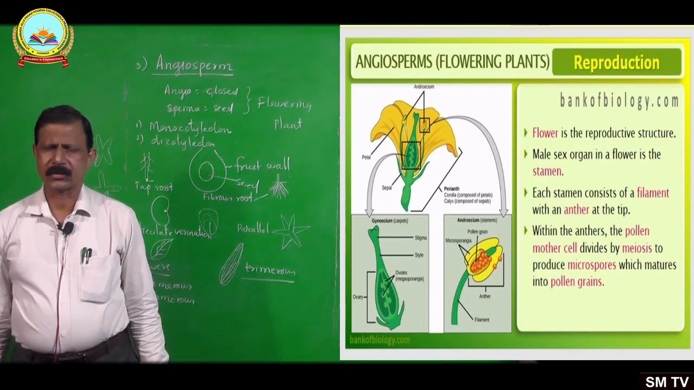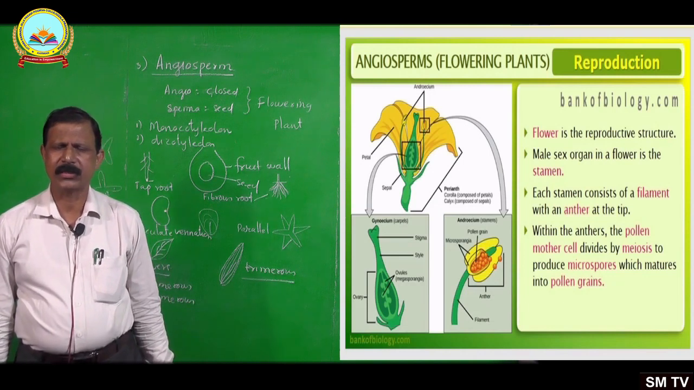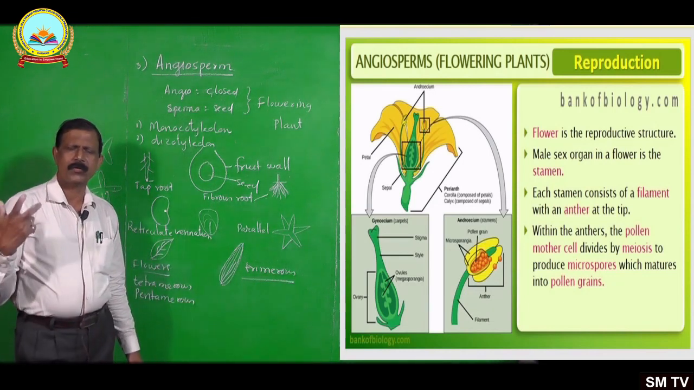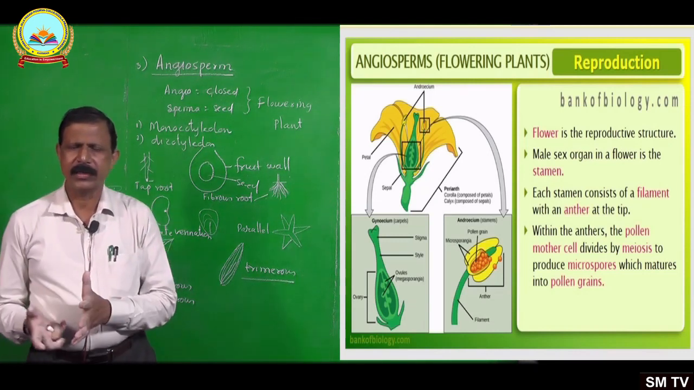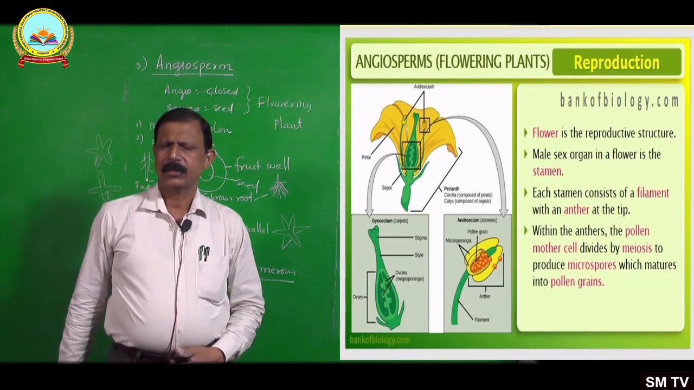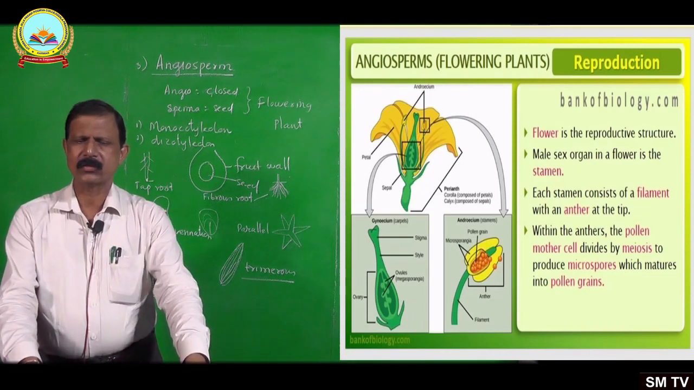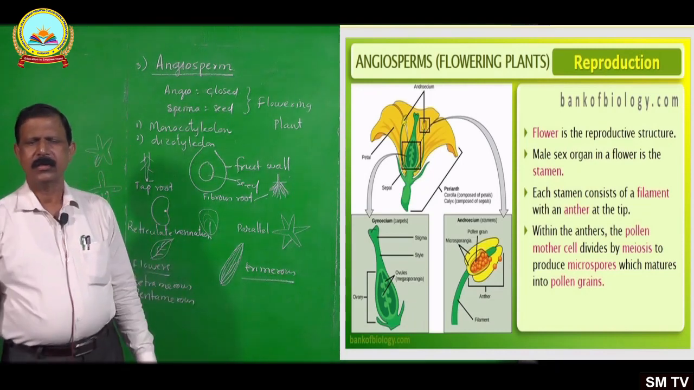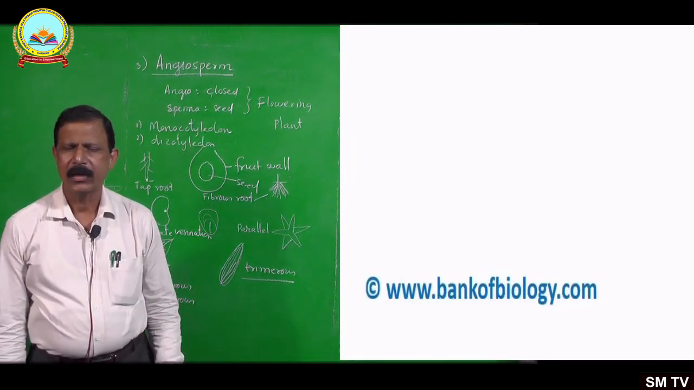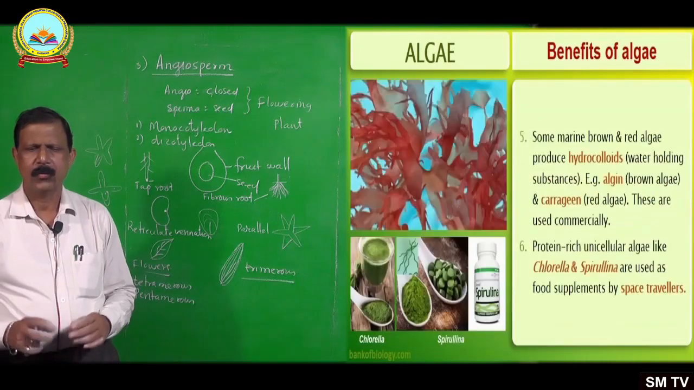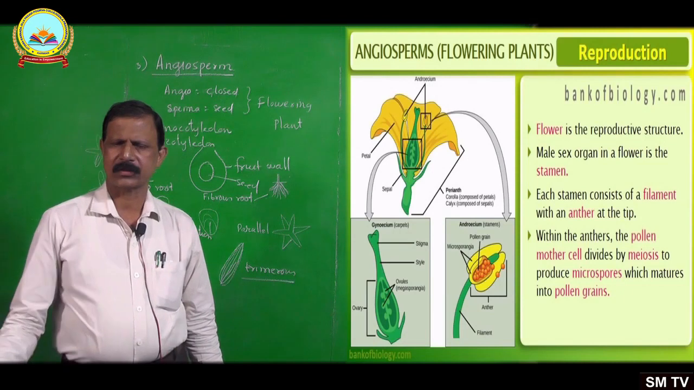Then the reproduction. What kind of reproduction takes place here? In the flower, the flower generally produces the androecium, gynoecium, etc. The flower as a reproductive structure has a male sex organ as well as a female sex organ. The male sex organ contains the androecium and the female sex organ contains the gynoecium. So both the androecium and the gynoecium are involved in reproduction.